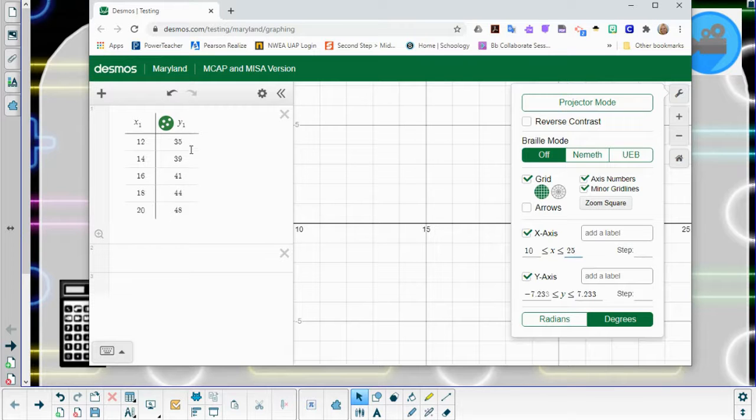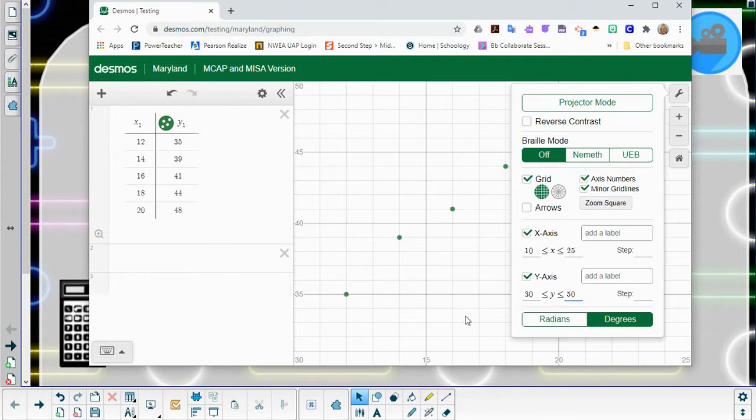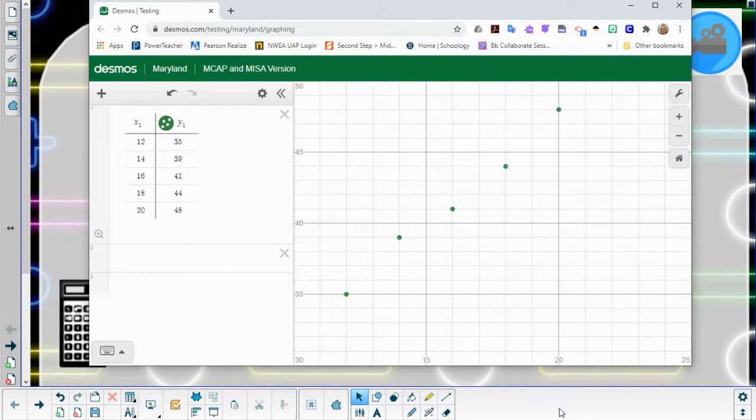My y values go from 35 to 48, so I'm going to go from 30 to 50. Now you can choose any numbers you want. I typically go a little above and a little below, that way I can see all around my points. From looking at this, I can tell that it has a positive association, or positive correlation, because it increases from left to right.